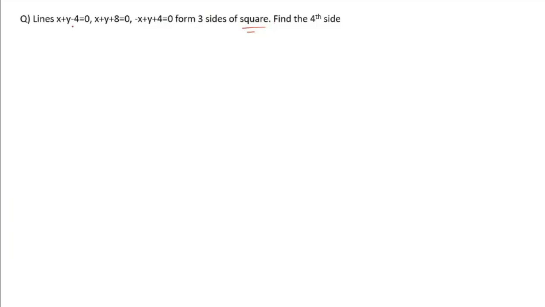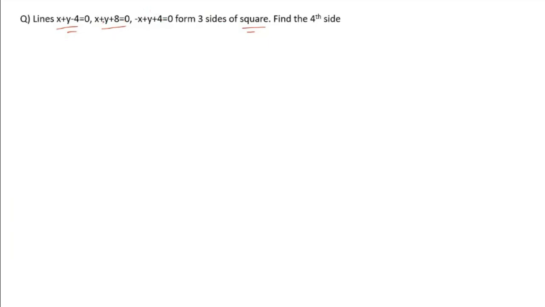x + y - 4 = 0, which is basically x + y = 4. x + y = -8. These two lines are parallel. x + y + something, x + y + something. These two lines are parallel. So two parallel sides of a square we know. -x + y + 4 = 0. Now, obviously, because it's a square, it will be perpendicular.